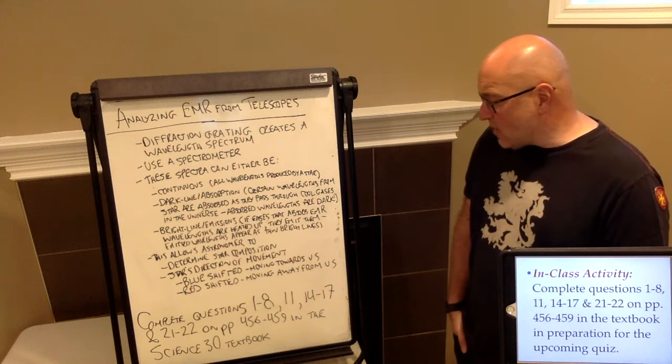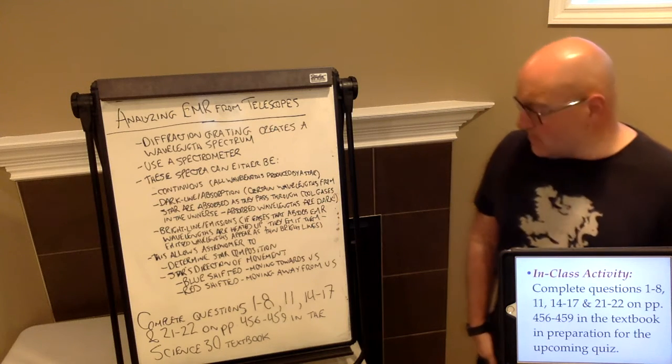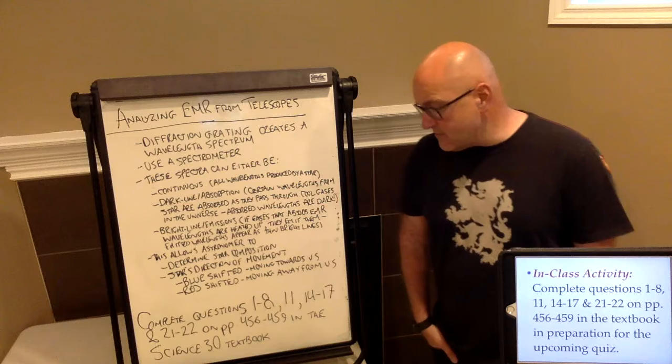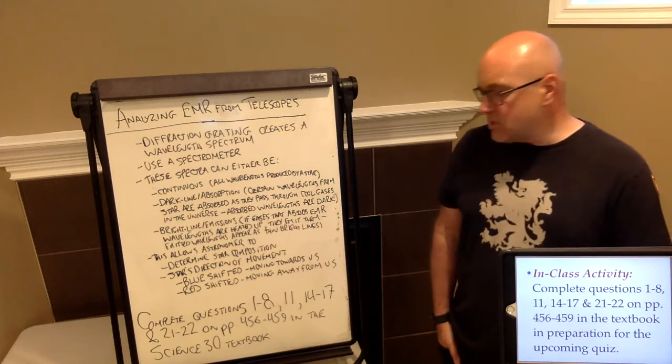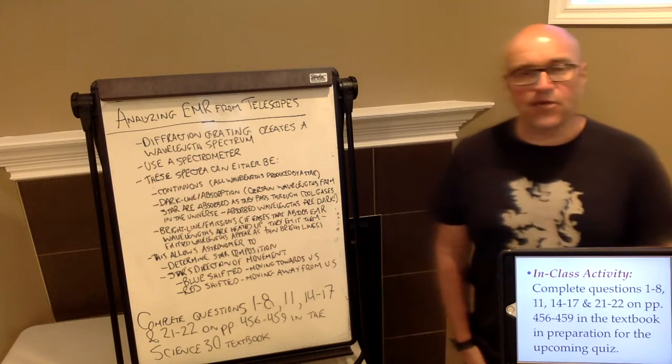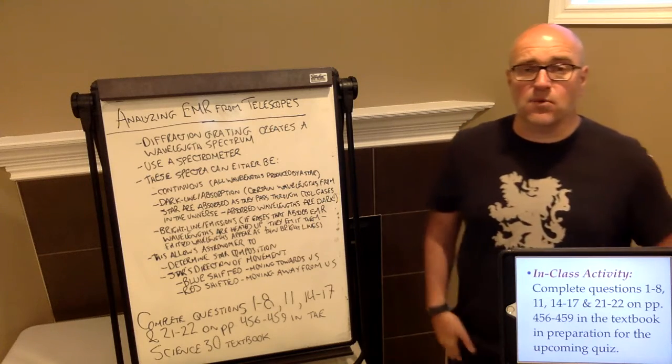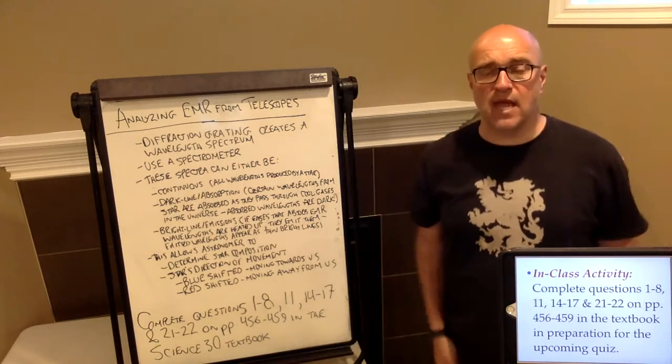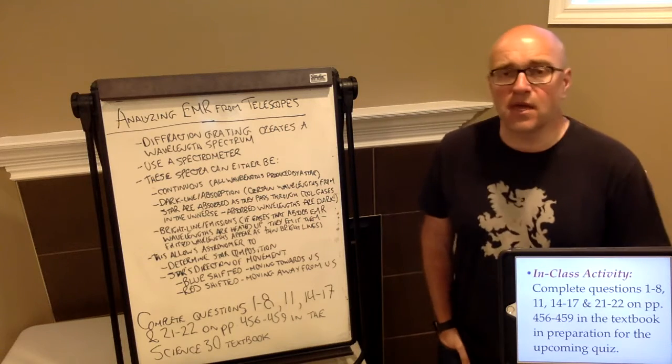We've got questions 1 to 8, question 11, question 14, 15, 16, and 17, and questions 21 and 22 on pages 456 to 459 in the Science 30 textbook. That is it. We are now done. Electromagnetic Energy Unit, Unit C, is a wrap.